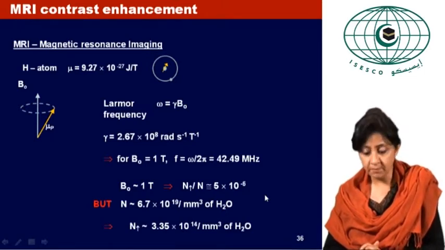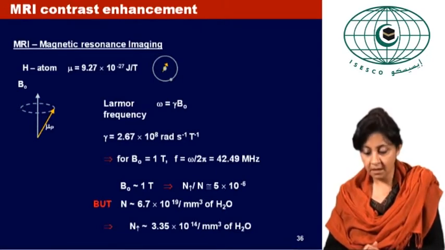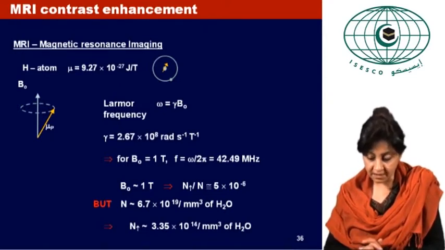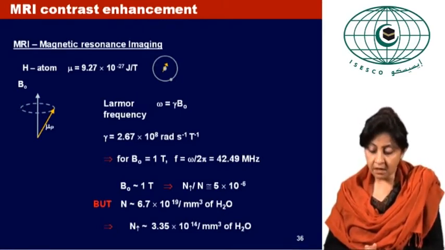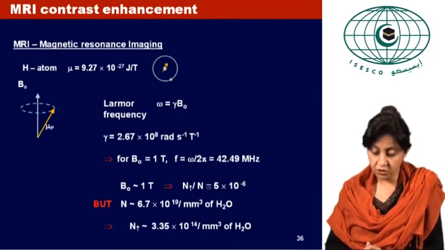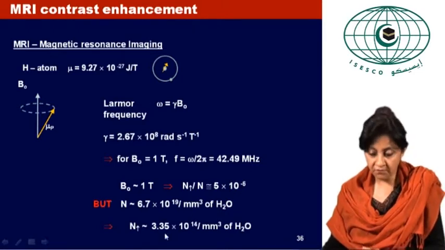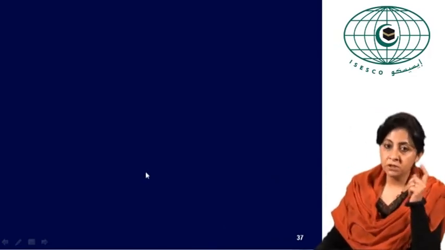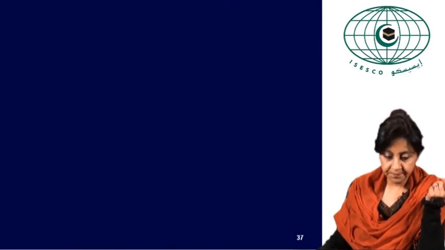But if you consider that 1 millimeter cubed of H2O contains 6.7 times 10 to the power 19 water molecules, then the number of hydrogen atoms that have their spin aligned in the direction of the magnetic field becomes quite large, namely 3.35 times 10 to the power 14 per millimeter cubed of water. And this large number can then be used for medical diagnostics. So even though the moment of the hydrogen atom is extremely small, by virtue of the fact that you have such a large number of water molecules in the body, the total magnetic moment becomes something that is measurable.